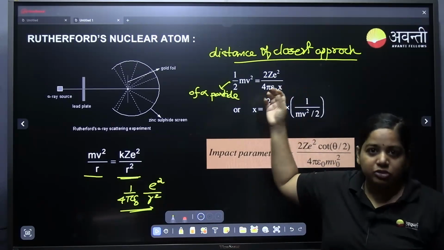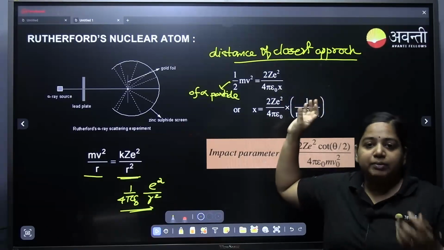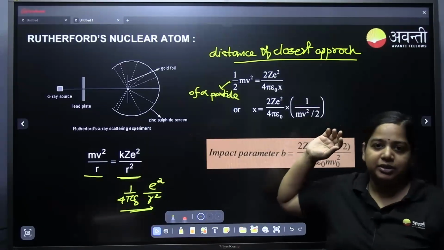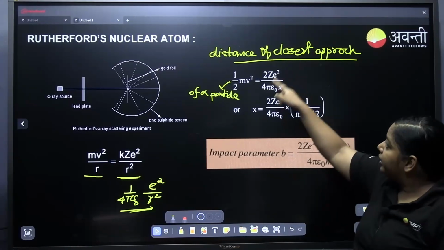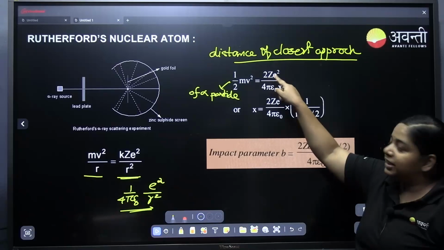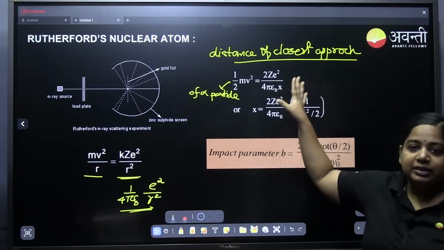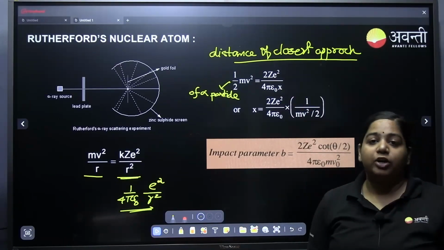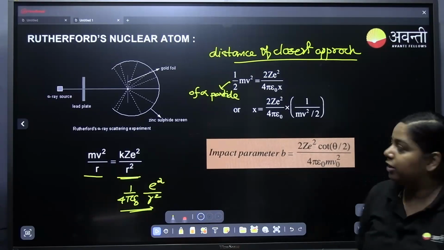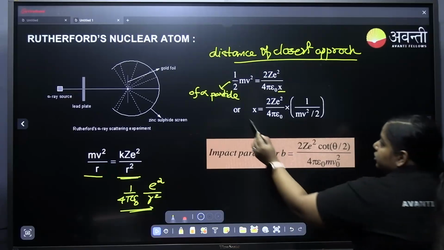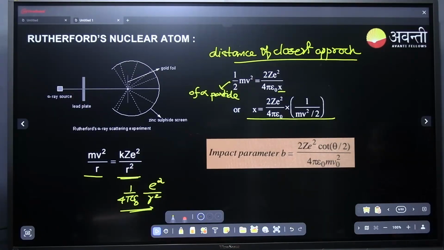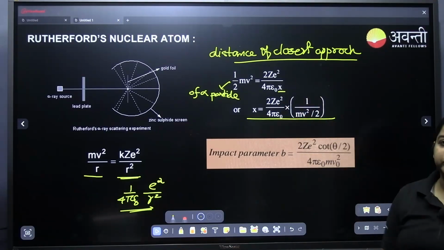Okay, if it is gold, we have to use gold. Sometimes they might give other examples in the question. So use the potential energy due to that atom. Here nothing else will change. This Z will be what? Z will be the atomic number of that particular atom we are using. And this X is our distance of closest approach. So X equal to this value we will get. Okay. Do you have any doubt regarding distance of closest approach?